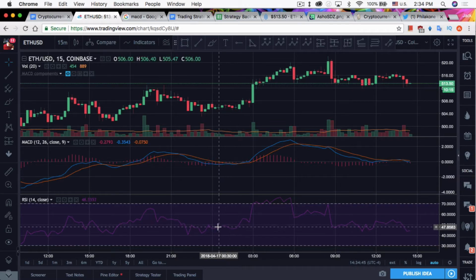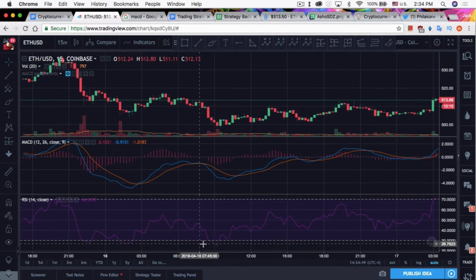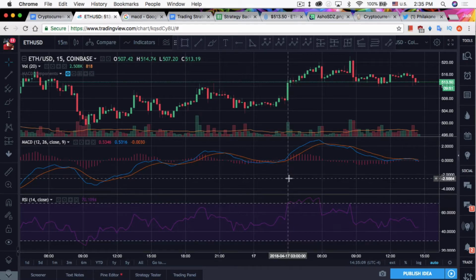Similarly, it's the same with RSI. You have to wait until, let's go back here. When the RSI drops below 30, that means it's oversold. That's the time when you should buy. And similarly, when it's at 70, that's when you're supposed to sell. Very simple, basic ideas on how to use the RSI and the MACD.